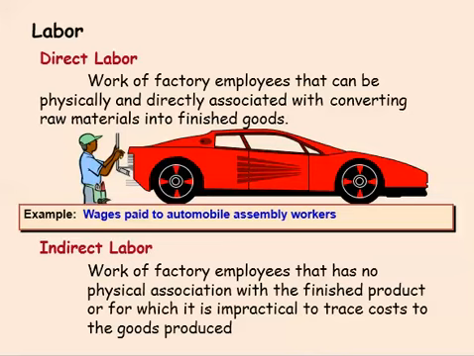Let's look at labor here. We have two types of labor: direct labor and indirect labor. If you can imagine, direct labor is for employees whose work can be physically and directly associated with converting raw materials into finished goods. So if you have someone on an assembly line, they always work on a particular product. We could go ahead and use that as direct labor.